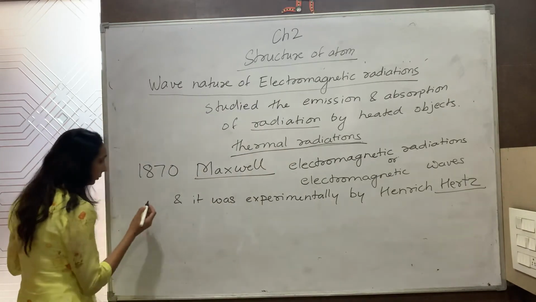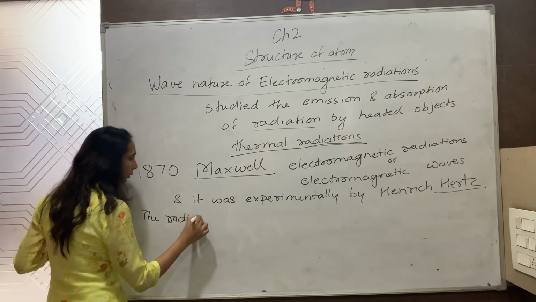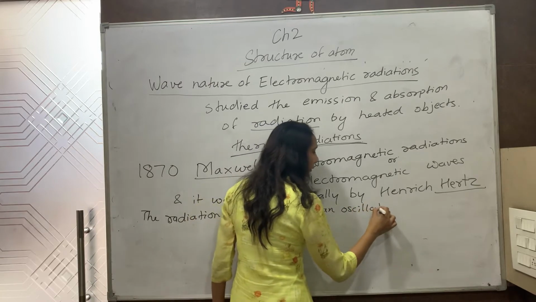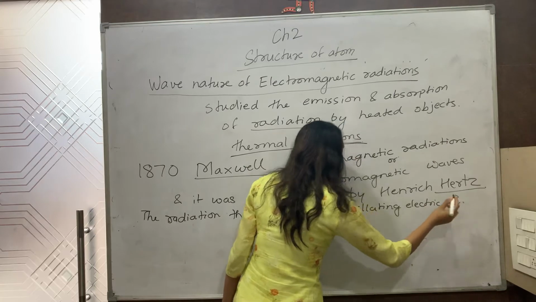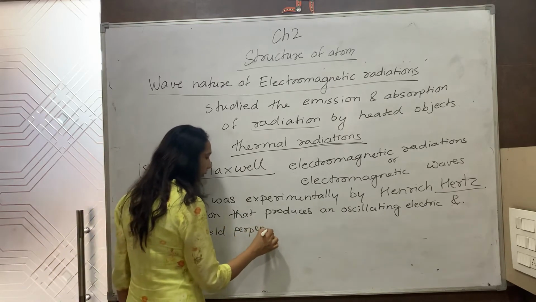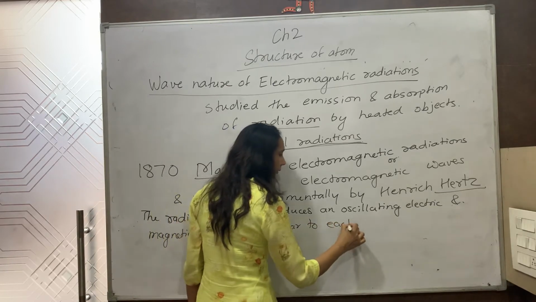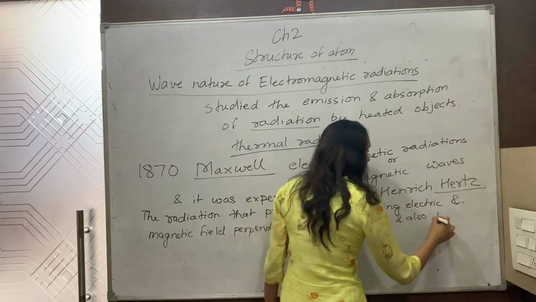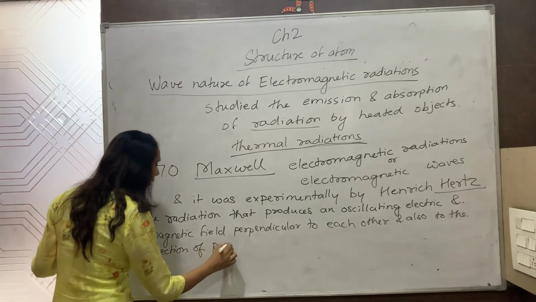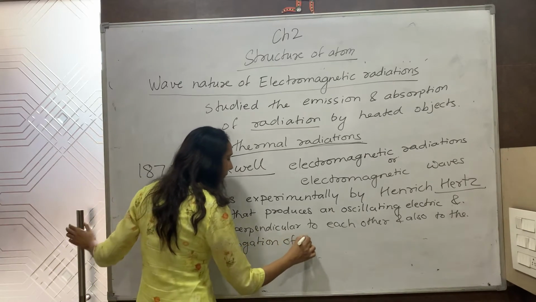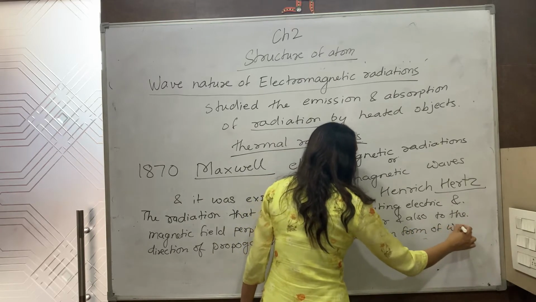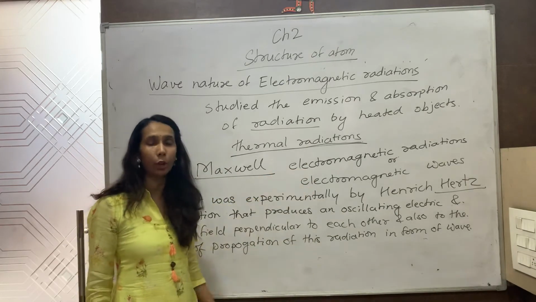Again, I am repeating. A radiation that produces an oscillating electric and magnetic field perpendicular to each other and also to the direction of propagation of this radiation in form of wave is called electromagnetic radiation or electromagnetic waves.